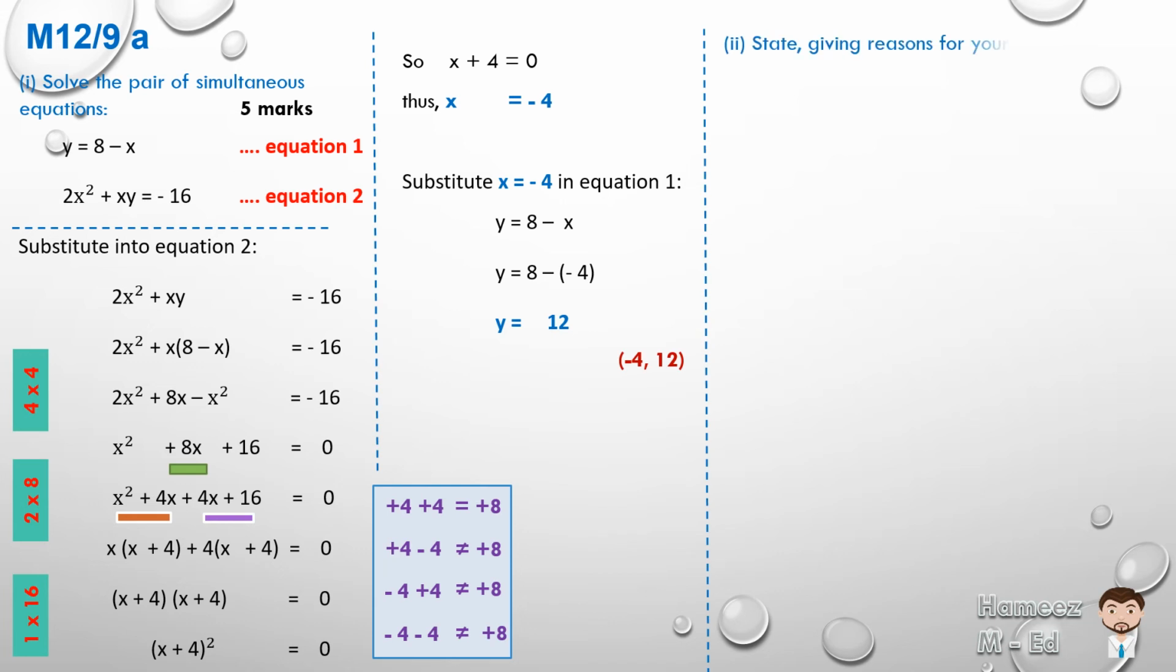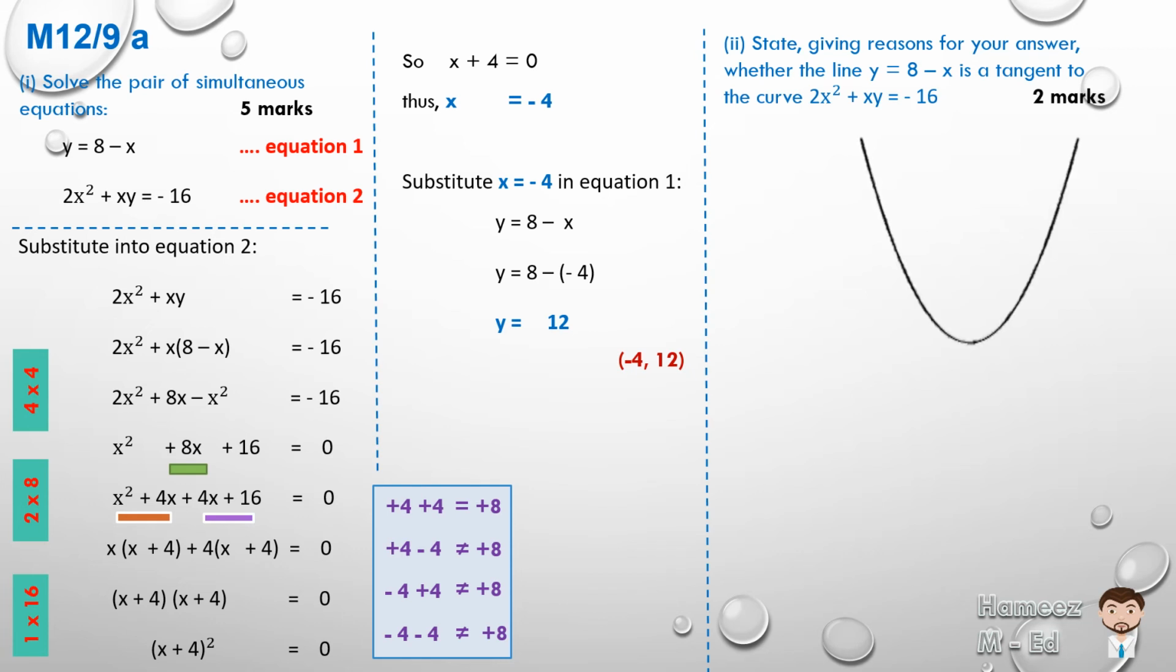Part 2, state, giving reasons for your answer, whether the line y equal to 8 minus x is a tangent to the curve 2x squared plus xy equals minus 16. So if we bring up a curve, let's consider where a straight line can intersect with it. Let's show that in brown. And we can see if the line intersects the curve there, then there will be 2 points of intersection. And if we bring it down lower in the green line, then there's only 1 point of intersection. And if we bring it even lower, there's no point of intersection.